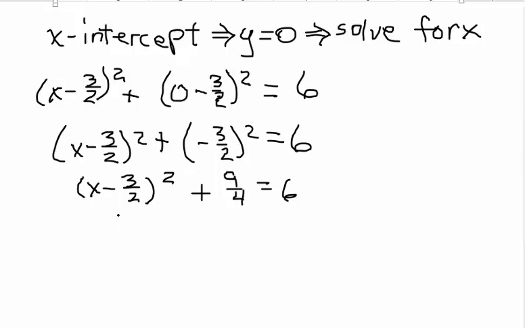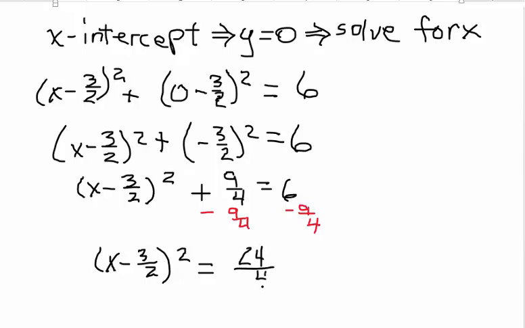And I'm going to subtract 9/4 from both sides. I'm going to use the square root property here, so I want what I'm squaring isolated on one side of the equals. And I'm going to write 6 as 24/4, and subtract 9/4 from that, which is 24 minus 9, which is 15. So I get 15 over 4.